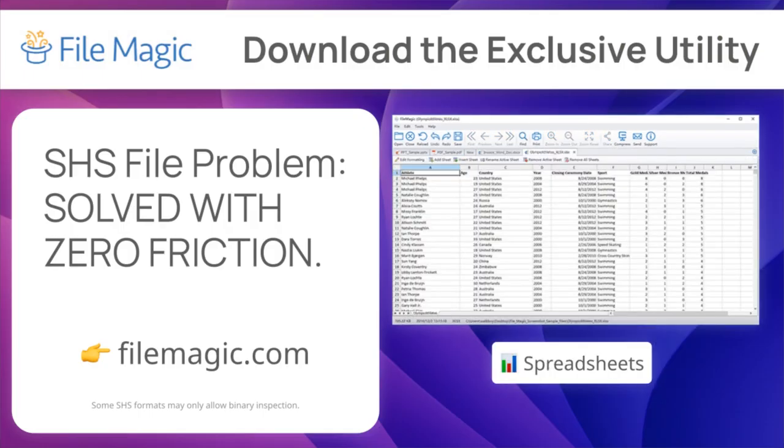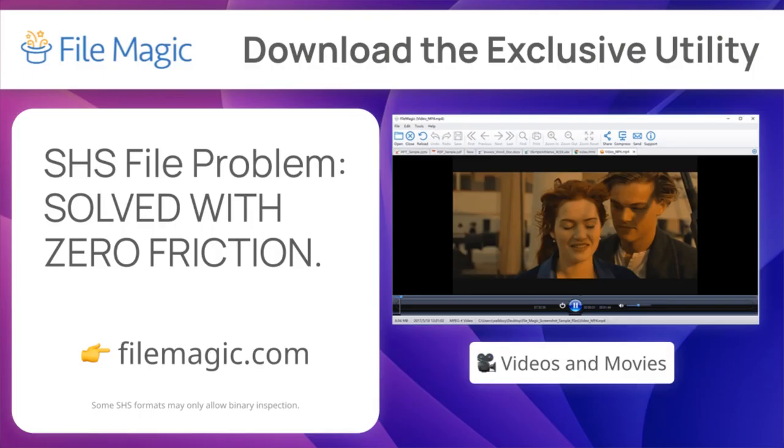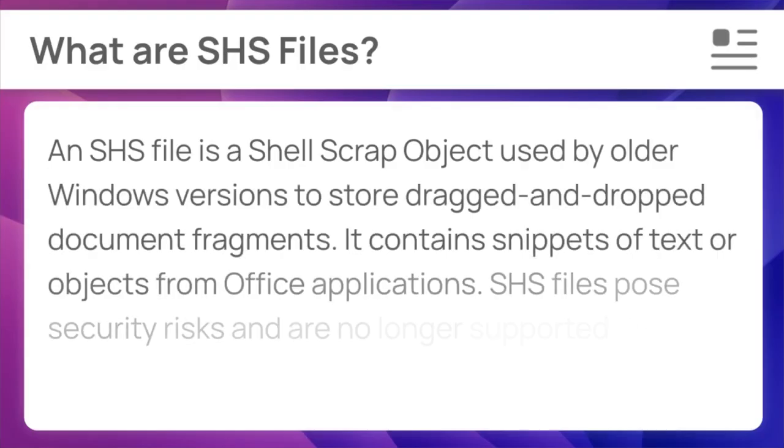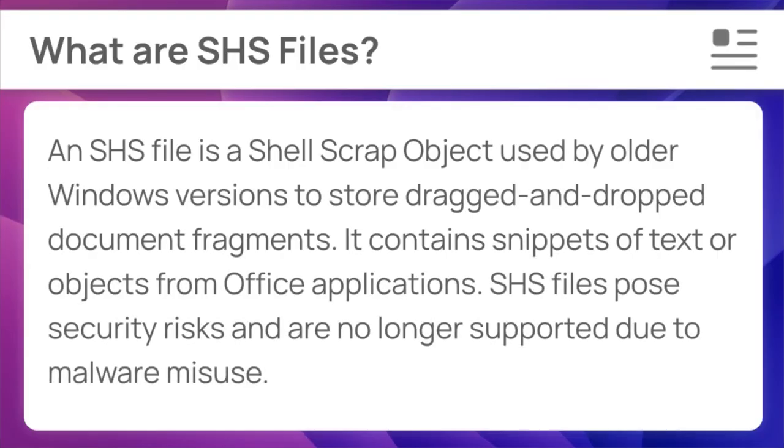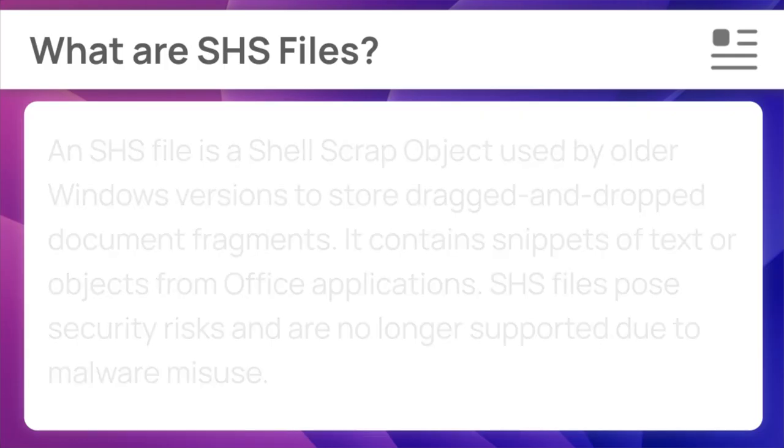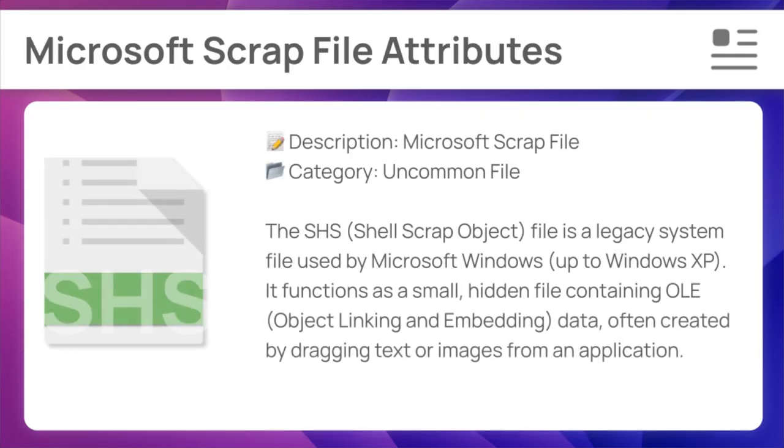file inspection tool that supports a vast library of file formats. The SHS file type is part of the uncommon file group. The Microsoft scrap file structure defines how elements are placed. The SHS shell scrap object file is a legacy system file used by Microsoft Windows, up to Windows XP.